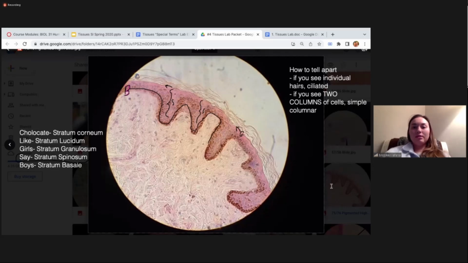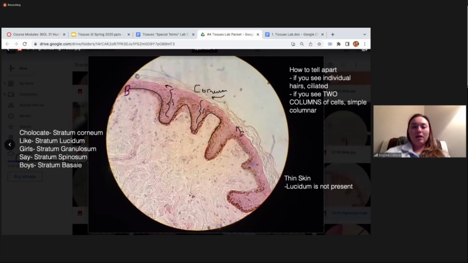This is a thin skin sample. So in thin skin, lucidum is not present. And I will show you guys an example of thick skin, but for now, let's just finish labeling this. So all of these little folds or little lines that look like hairs, those are corneum, okay? So corneum are all of these little lines or hairs right here.